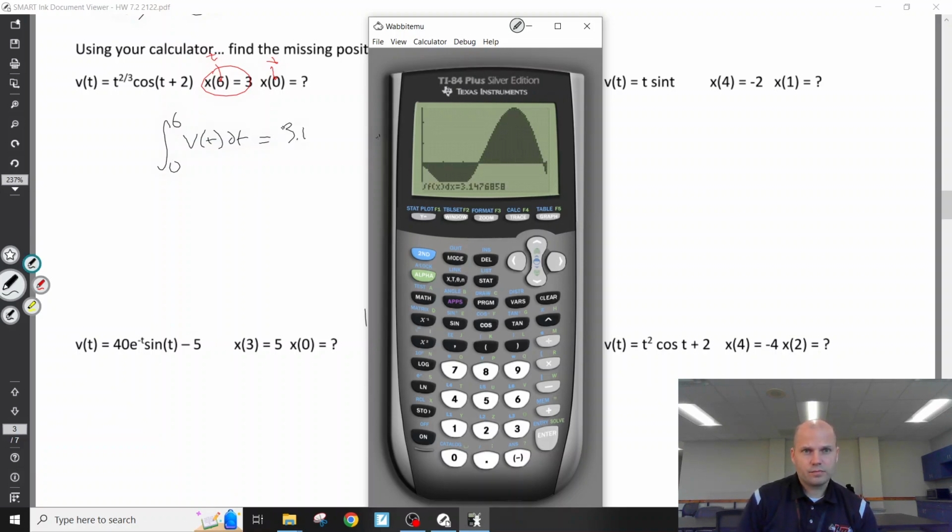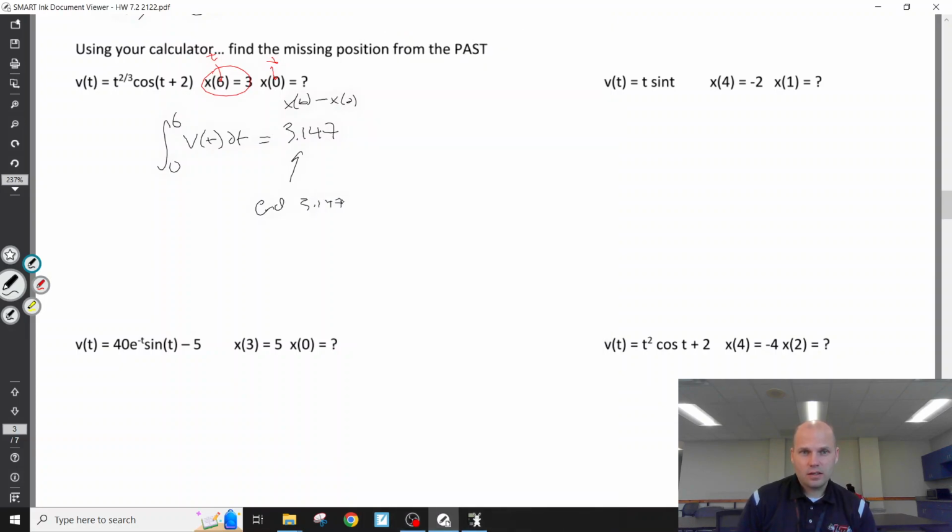3.147. Okay, what does that mean? Remember, this is the same as an x of b minus an x of a. I end 3.147 to the right of where I start.